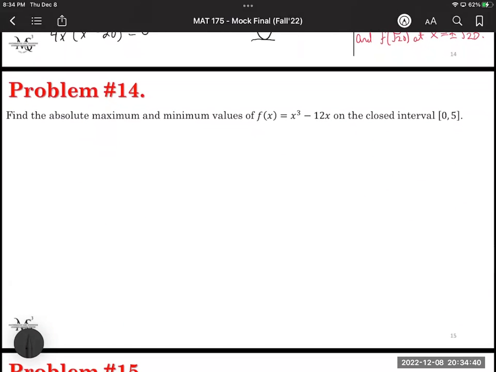We're up to problem 14. It states, find the absolute max and minimum values of your function on this closed interval. Now that we're dealing with absolute max and minimum on a closed interval, one thing to note is that the absolute max and mins can occur at the critical values or at your endpoints. But be careful, your domain of interest here is 0 to 5. Let's look at what happens.